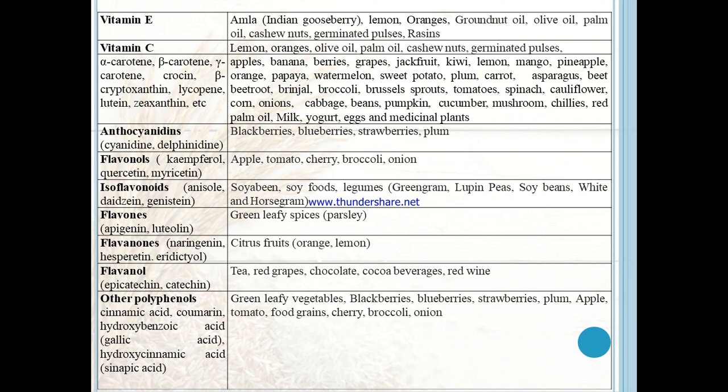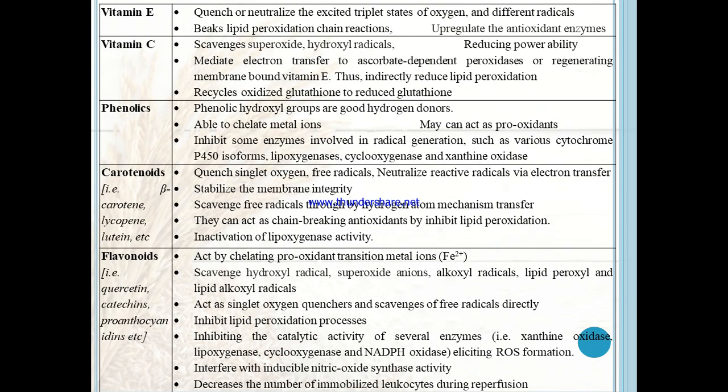As we know, these are the different sources of the different exogenous antioxidants, and this is the mechanism of how the exogenous antioxidant plays an important role. They are involved in quenching or neutralizing free radicals. They are scavenging superoxide anion and hydroxyl radical. They provide reducing power ability. They are stabilizing membrane integrity. They are quenching singlet oxygen. They are quenching H2O2. They act by a pro-antioxidant mechanism, etc.